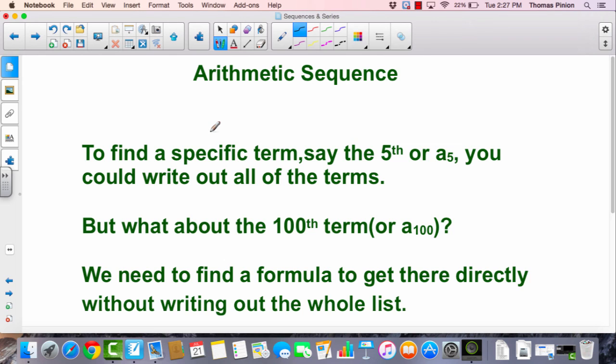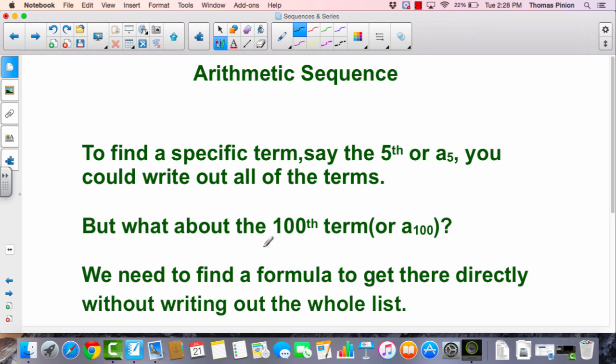Now, arithmetic sequences. To find a specific term, say the 5th term, or a sub 5, you could write out all the terms. What about the 100th term, or a sub 100? Well, obviously you could write out 100 terms, but that wouldn't be very easily done, or it would take a long time. So we need to find a formula to get there directly without writing out the whole list. So for tomorrow's video, we're going to learn about the explicit formula.